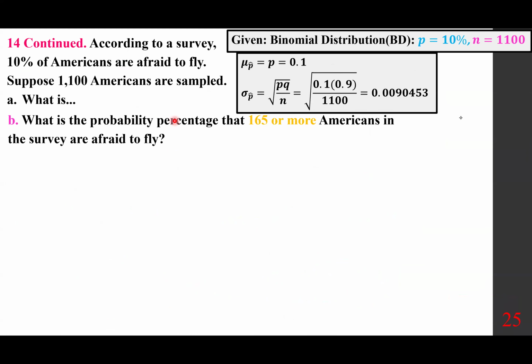Now, we are continuing with the same question. I have put the information here, part B. What is the probability percentage that 165 or more Americans in the survey are afraid to fly? Well, we want, in this case, 165. P hat is x over n, or 165 over 1100, or 0.15. Probability of a p hat larger than 0.15. That's what we want. And with that, we are going to use the z.